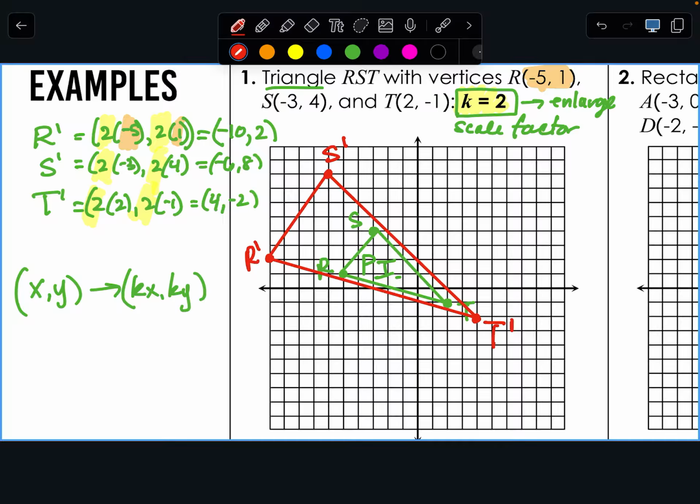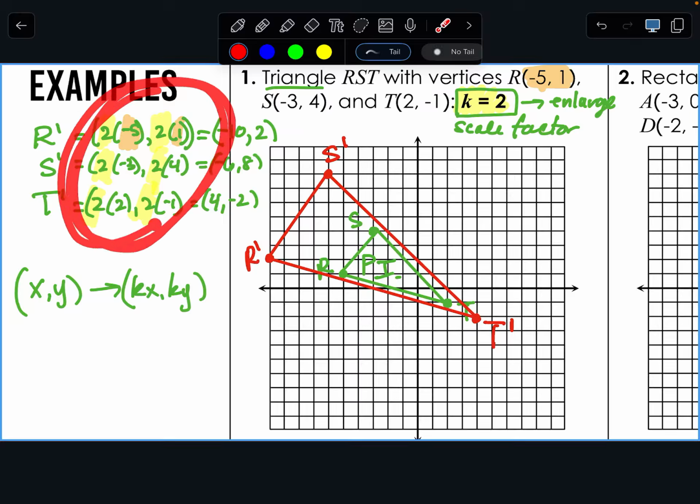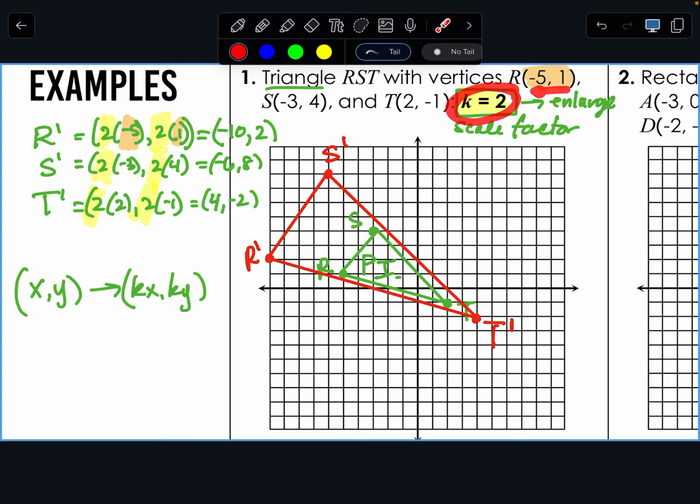Once you know what the rule is, it's just about applying it. We're going to take this scale factor K and multiply it times everything that's there.